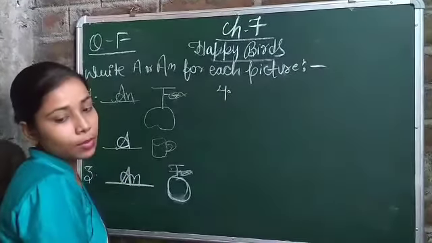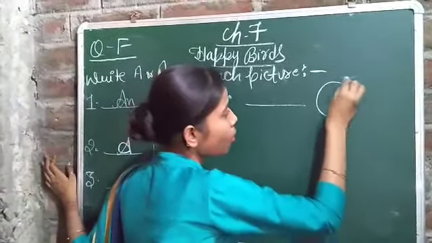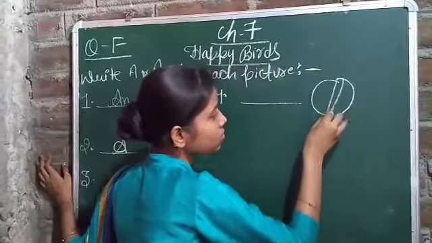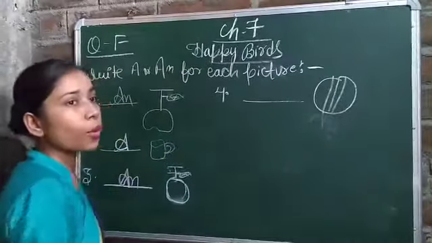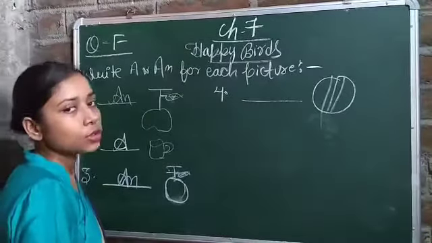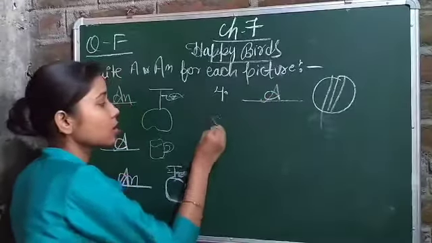Then we have number 4. In the 4 we have a picture of a ball. Okay, picture of a ball. So ball starts with B, and B is not a vowel. So what we have to use? We have to use A. Number 5.